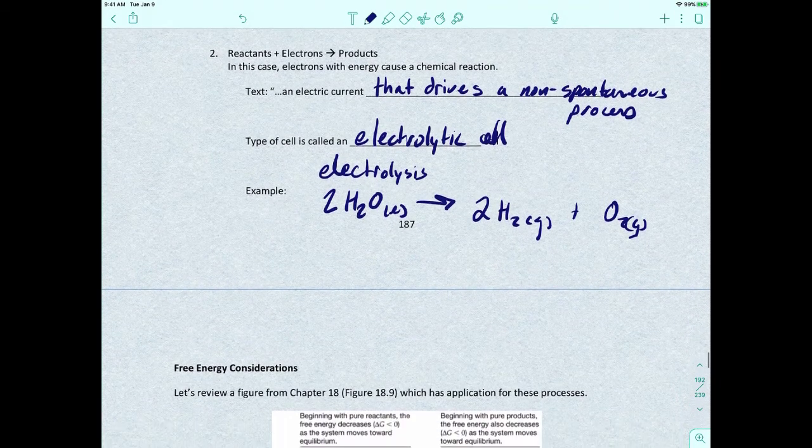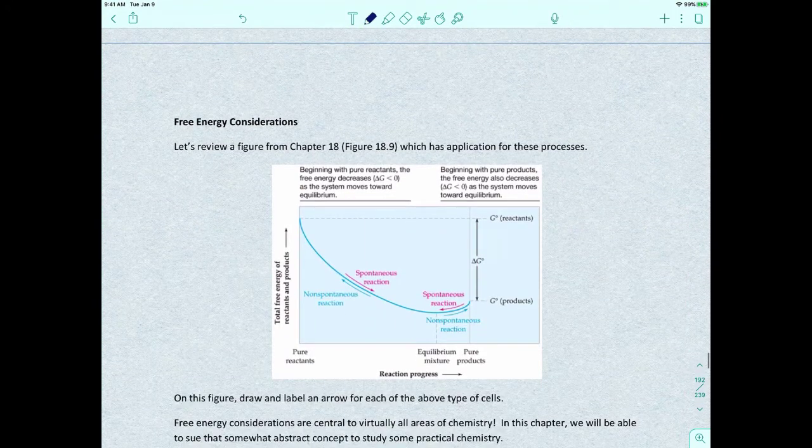All right, now near the end of chapter 18, I showed you this kind of graph. If we take a look at the free energy considerations from this, the non-spontaneous reaction is the electrolytic example. The spontaneous process is the voltaic cell. The non-spontaneous process is the electrolytic cell.